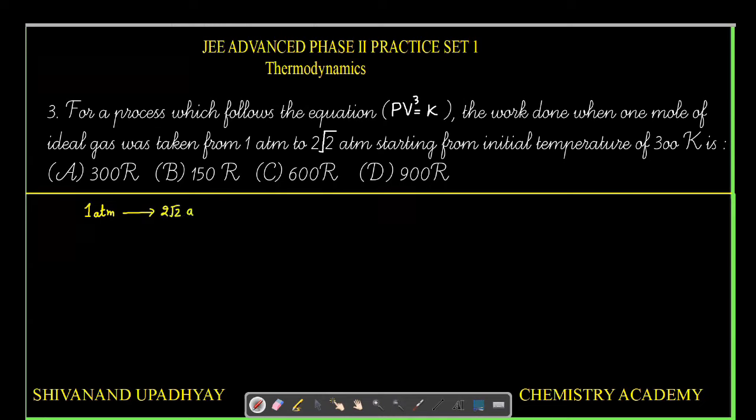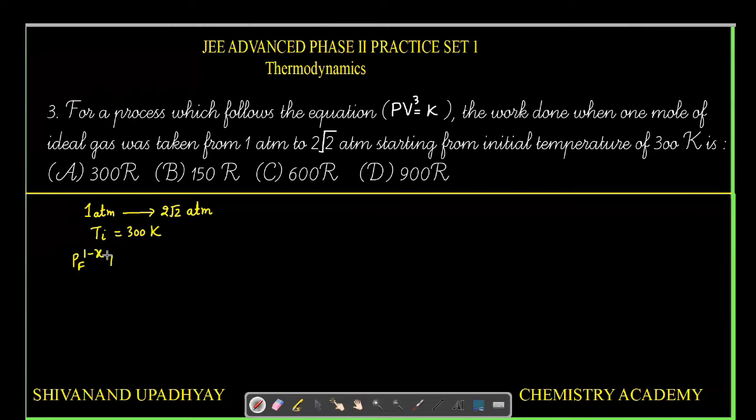So this is the change in pressure. And the initial temperature is mentioned as 300 Kelvin. From here, I can calculate the final temperature by using the pressure-volume relation. So P final^(1 - gamma). In place of gamma, I should write X.